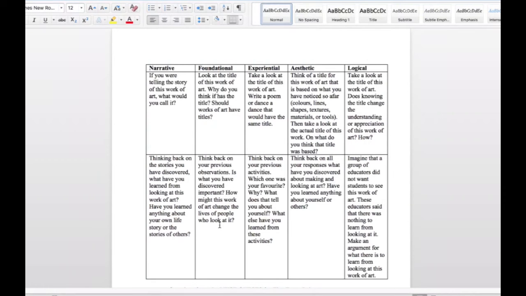And that again makes you think about the heart of the work and the significance of it and the story of it. And foundationally, you could be answering the question, look at the title of the work of art, if there is one given.